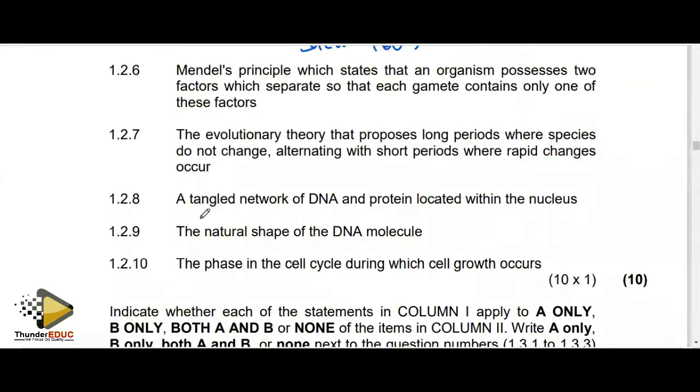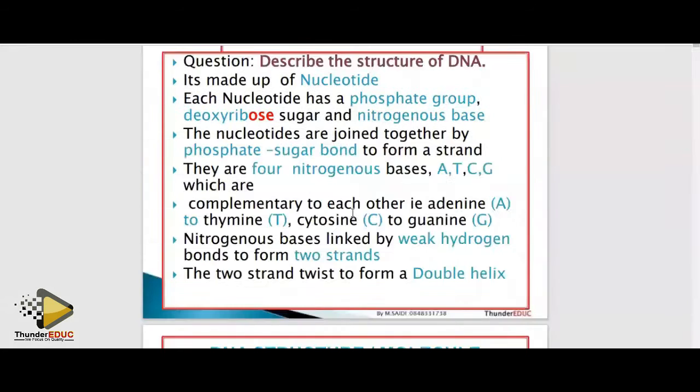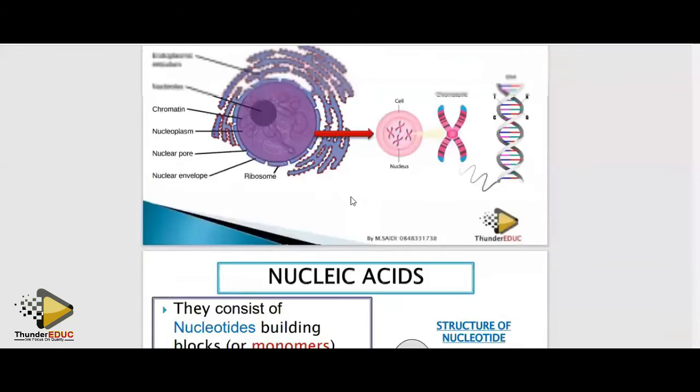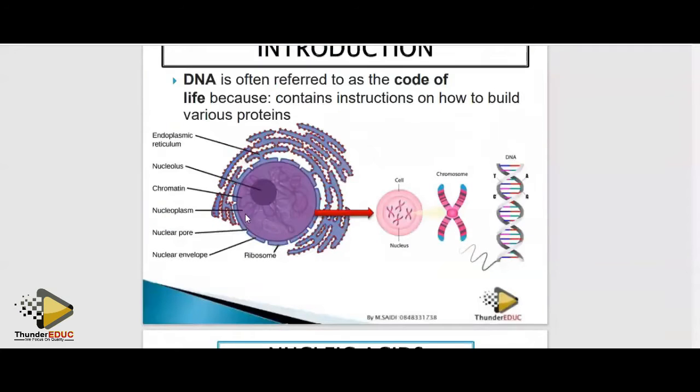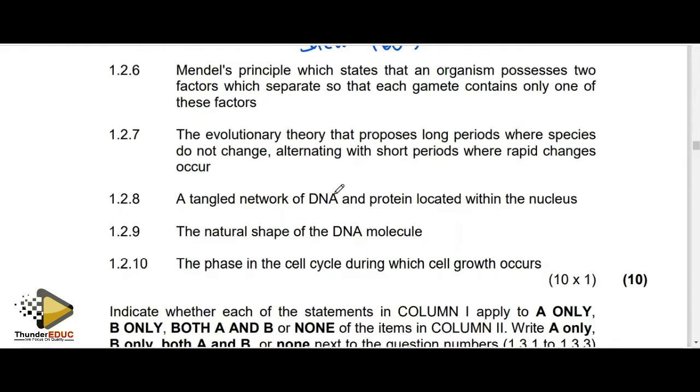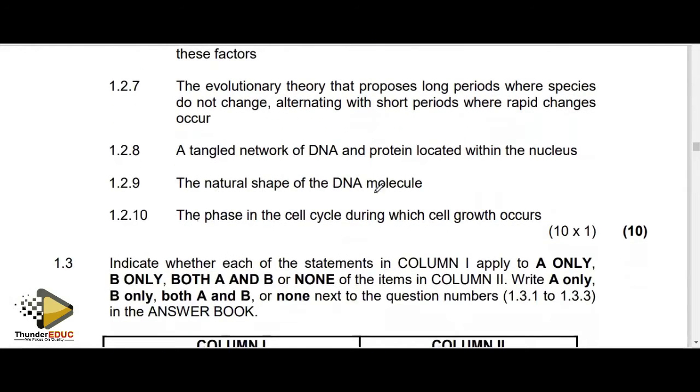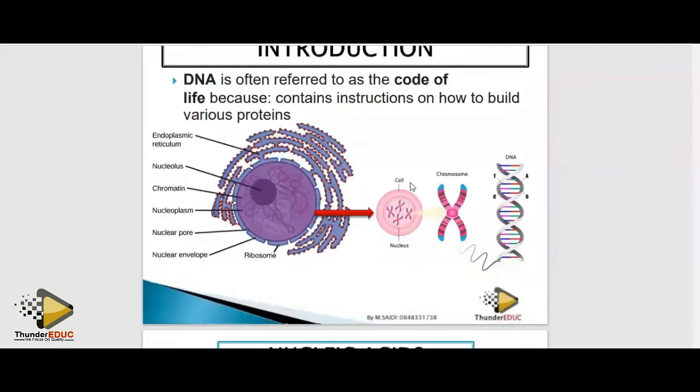So you're saying a tangled network of DNA, which means that it consists of DNA and protein located in the nucleus. If you look at it, it is DNA, it is a network, and it is located in the nucleus. Then, the natural shape of DNA is a double helix. How does our book answer this?